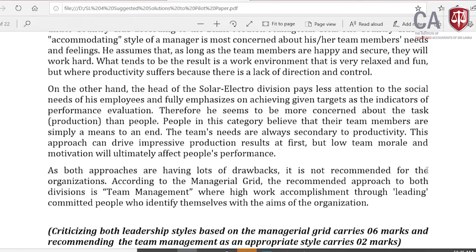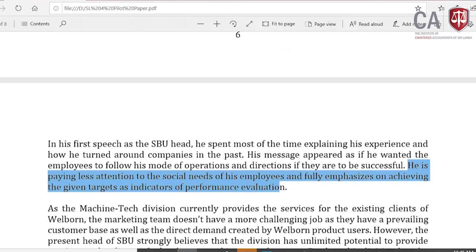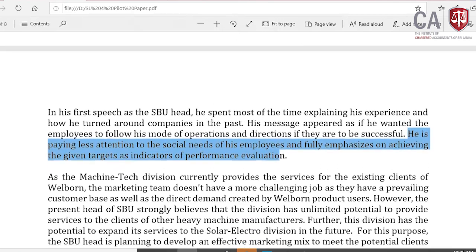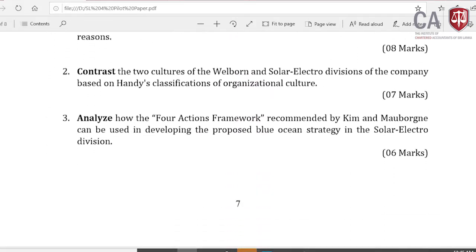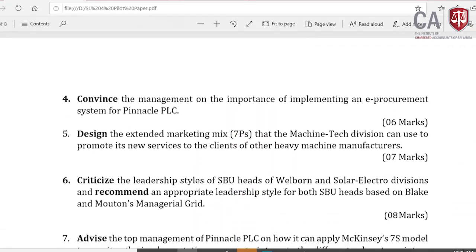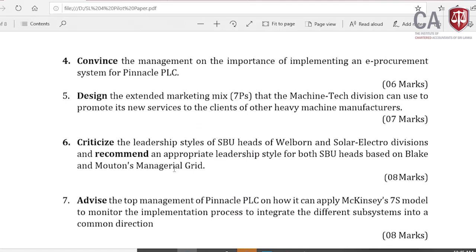So, what is the third requirement actually? I will look at the question again. See, it says criticize the leadership style of the heads of Wellborn and Solar Electro divisions and recommend an appropriate leadership style. Now, we talked about the existing ones of Wellborn and Solar Electro. Now, we are going to recommend one, because these two approaches are not suitable.